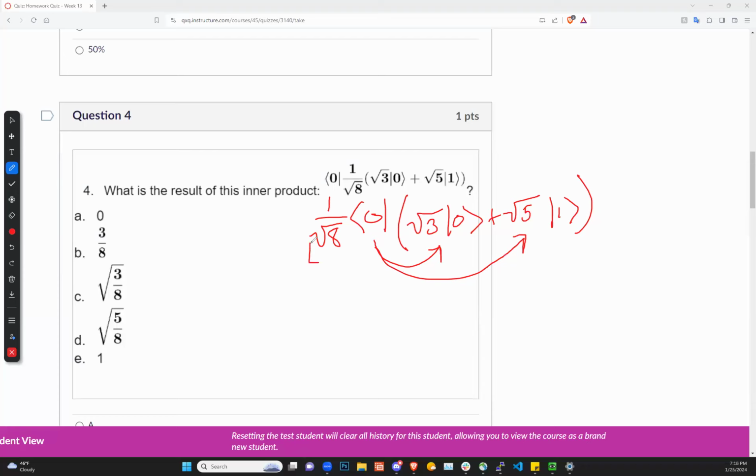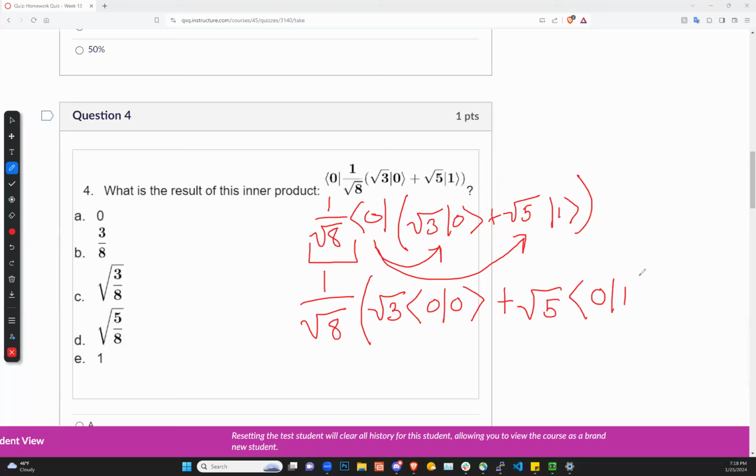So remembering this coefficient out front, I get 1 over the square root of 8. And then I will get the square root of 3, which I get from here. And I'm going to switch the order with this 0 here. And then I get the inner product of 0 and 0 plus, and then I'll do the same thing here. So I'll bring the square root of 5 out front, and then I get the inner product of 0 and 1.